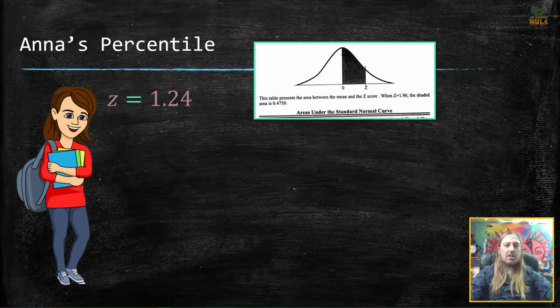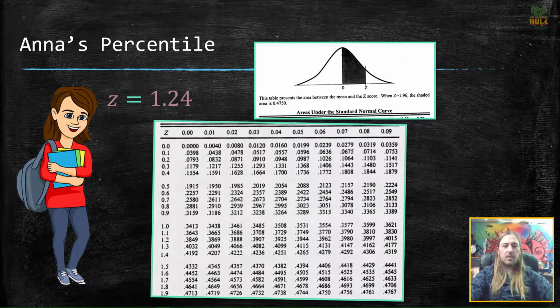So for Anna's z-score of 1.24, we can look that up on the table here. Over on the left, that first column, those are the first parts of the z-score, so we can look up the 1.2 and go all the way down to where the 1.2 is, and then across those columns, we can look for the last digit, the 4. If we connect up where the 1.2 is and where the 0.04 is, we see that that percentage is 0.3925, okay?